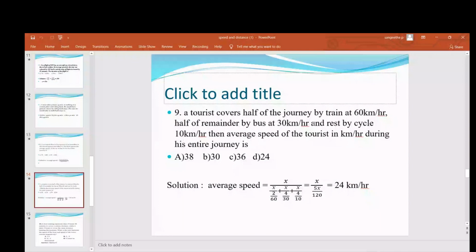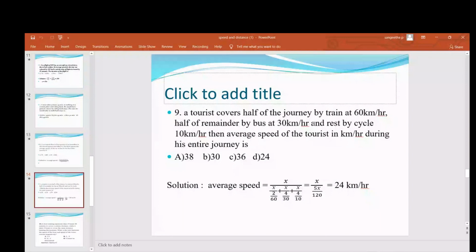A vehicle cycle, he covers the distance by 10 km per hour. Then the average speed of the tourist in kilometer per hour during his entire journey. So we have to calculate the average speed of the tourist person in kilometer per hour, during his entire journey. So average speed is equivalent to distance traveled by time.